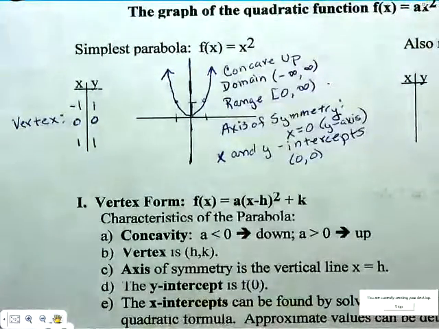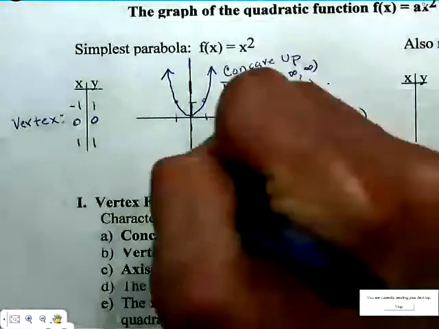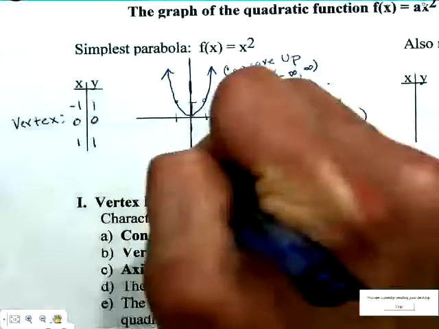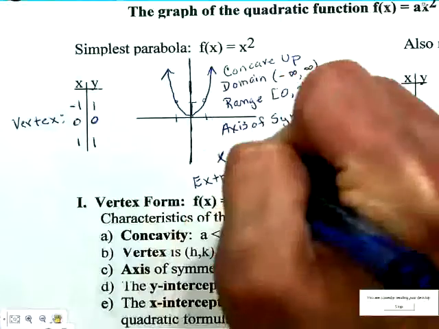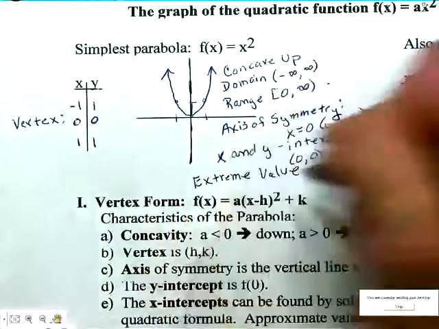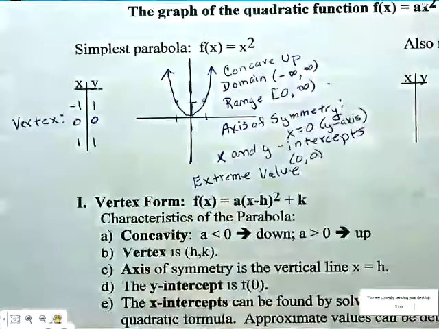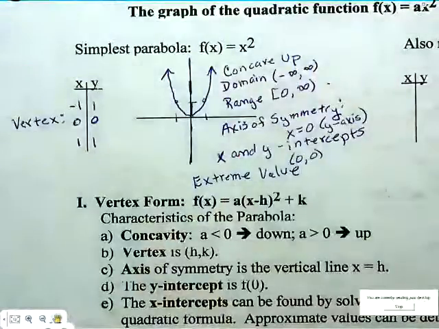And then one other term we're going to mention is the extreme value of the function. Every up or down parabola in the whole wide world is either going to have an absolute highest point or an absolute lowest point, depending on whether the parabola is concave up or concave down. Those absolute highest and lowest points are important.